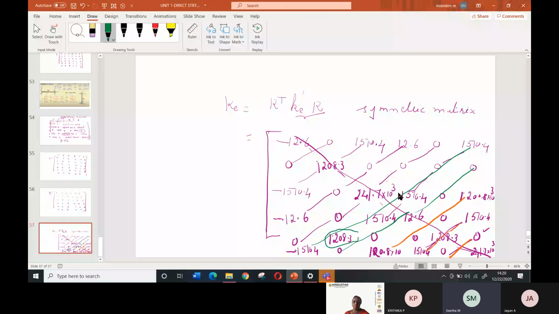Ma'am, I'm getting a minus sign, ma'am. Where? Ma'am, the one which you circled is a minus value, ma'am. Minus value, okay. But what about this value? Check this value once again. Ma'am, third row, third column, ma'am. Sorry, second row, fifth column. 0 only, ma'am. Then what is this value? Ma'am, let me check again, ma'am. Yeah, there is some error.